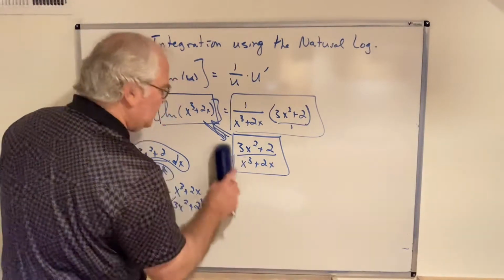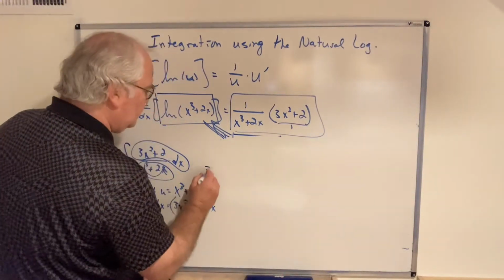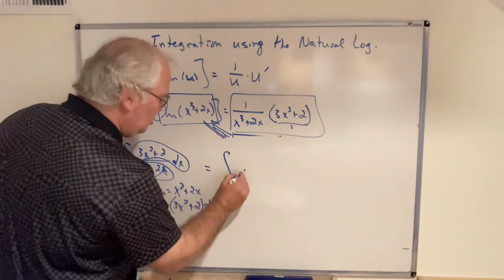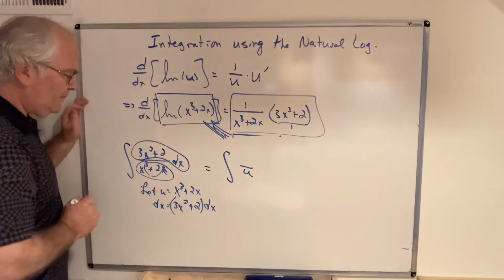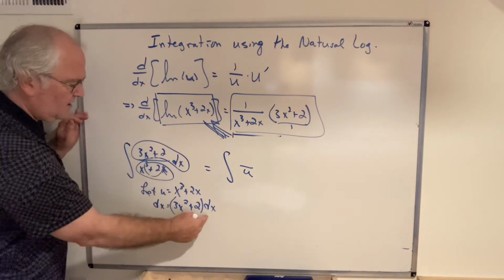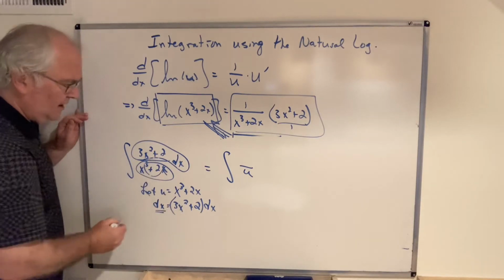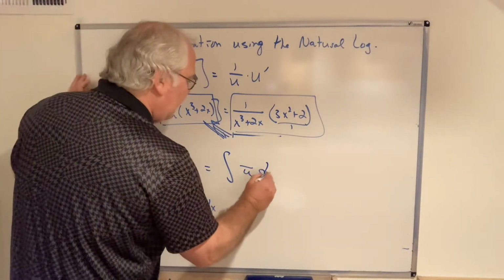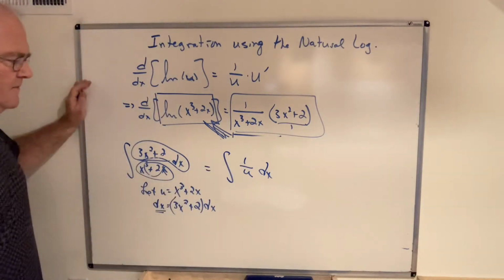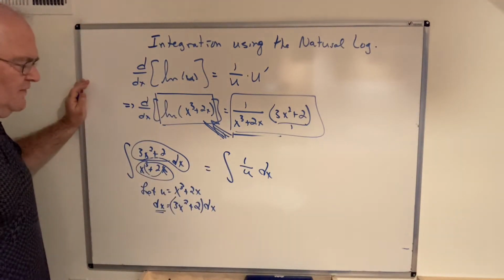And so let me erase this. If we substitute, instead of this expression, we have u in the denominator. And instead of 3x squared plus 2 times dx, that translates as simply du. Now remember, if the numerator is vacant, you insert a 1.